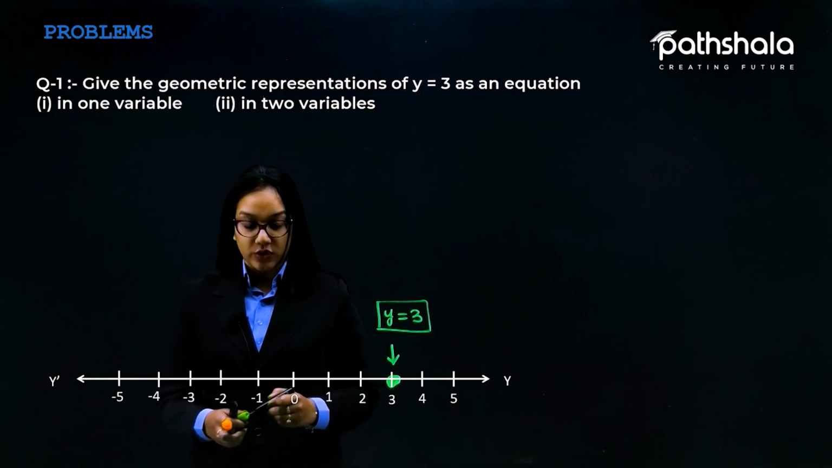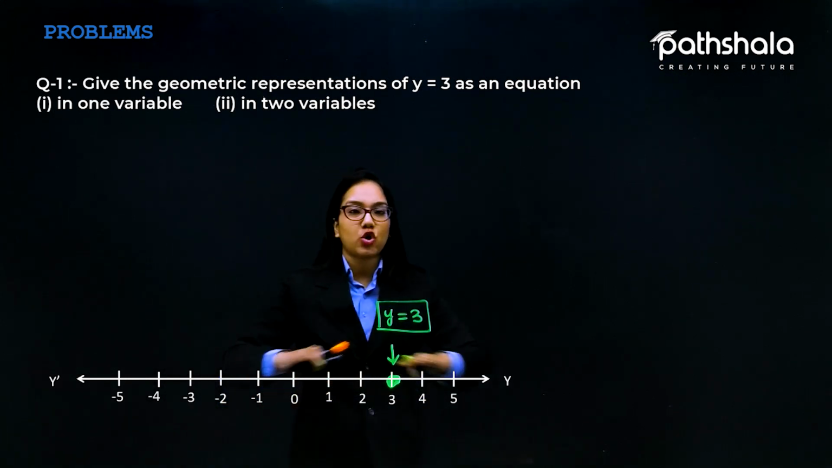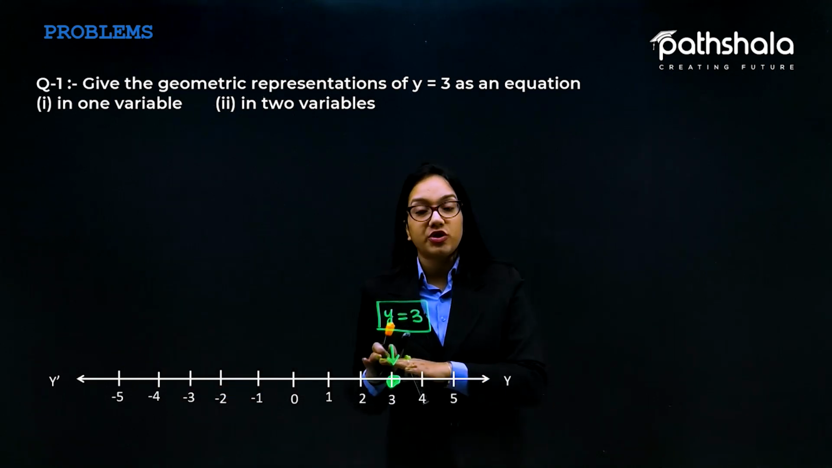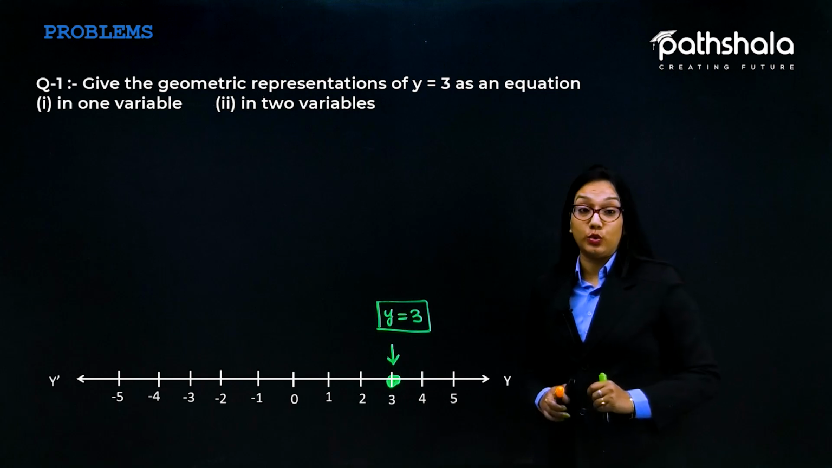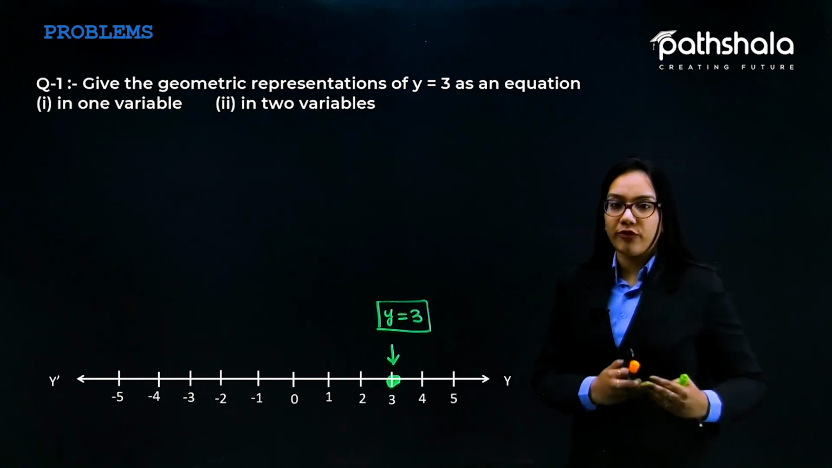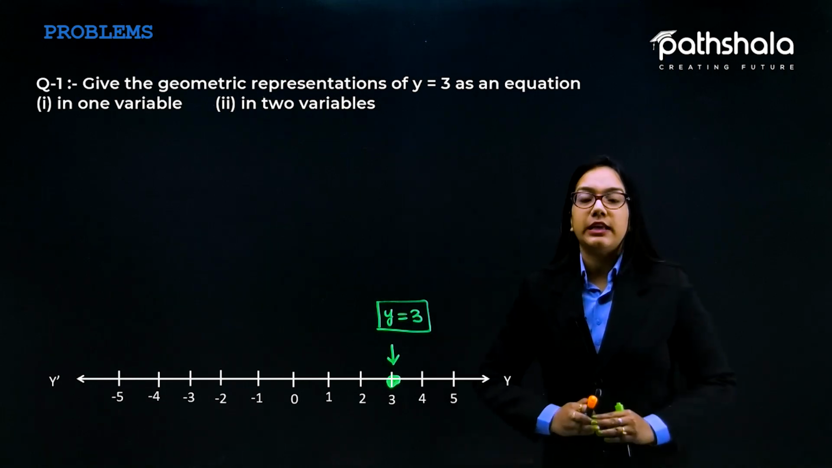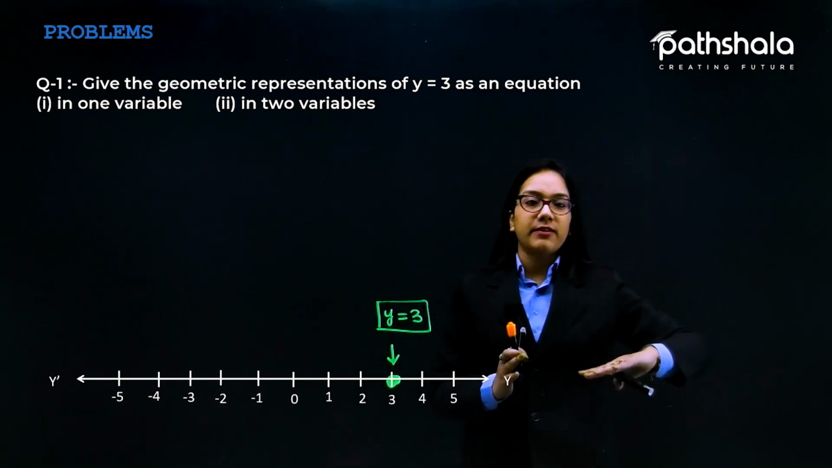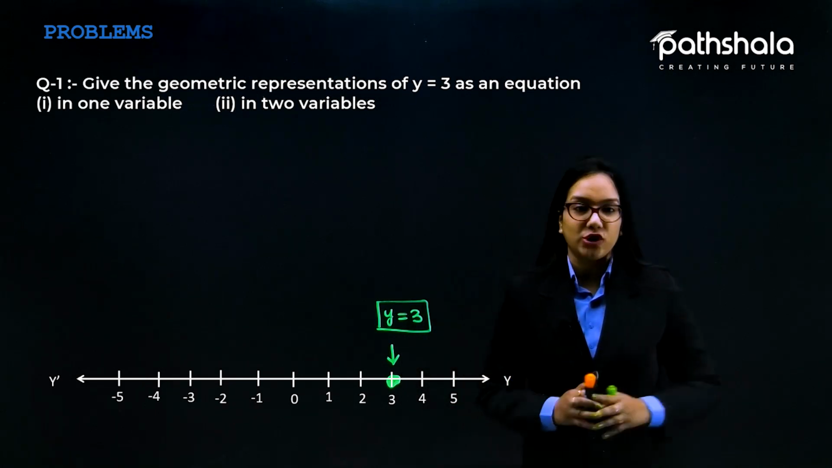If we have an equation in one variable, it means we are talking about its representation on the number line. So this point is representing y = 3. Now let's move on further towards two variables. If we are talking about two variables, then we will definitely have an x-axis and a y-axis, meaning we are moving towards two dimensions.